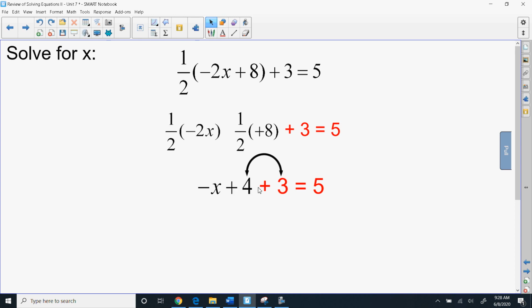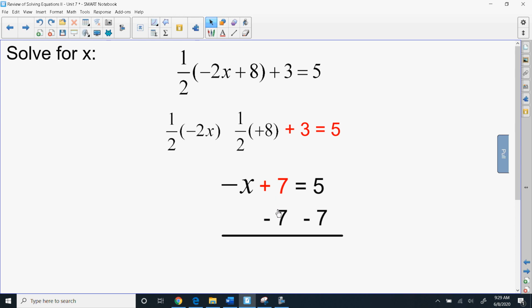They're both pluses, so the same signs. We add up the numbers. That'll give us plus 7. So we have a minus x plus 7 equal 5. Now we do the additive inverse of the 7, which is the opposite of adding 7, which would be subtracting 7 from both sides. That way the 7's will cancel out, leaving us with the minus x. Bring that down, equals 5 minus 7 is negative 2.